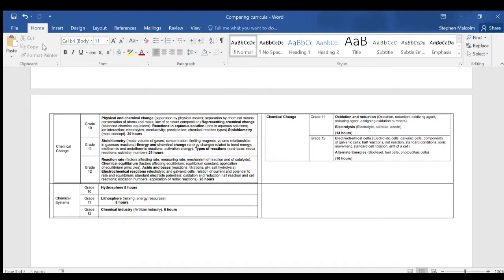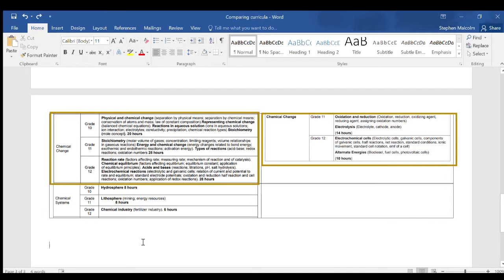Now let's look at the last section of chemical change. Again, chemical change is looked at in grade 10, 11, and 12 in the physical sciences, but it is only looked at in grades 11 and grade 12 in the technical sciences curriculum.